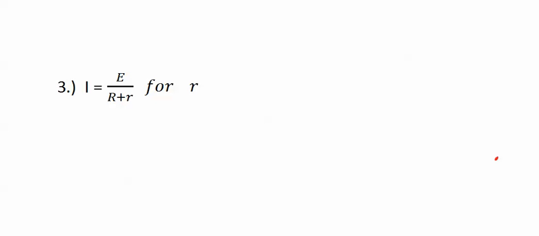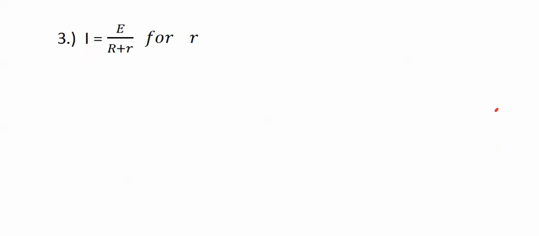And finally, our last one. Number 3, I equals e over capital R plus r, and we're trying to solve for little r. Now, this poses a problem again because we have the smaller variable in the denominator. So if that happens, what we want to do, like we talked about earlier, is we want to find an LCD. So LCD in this case is going to be R plus r, because this is really I over 1.